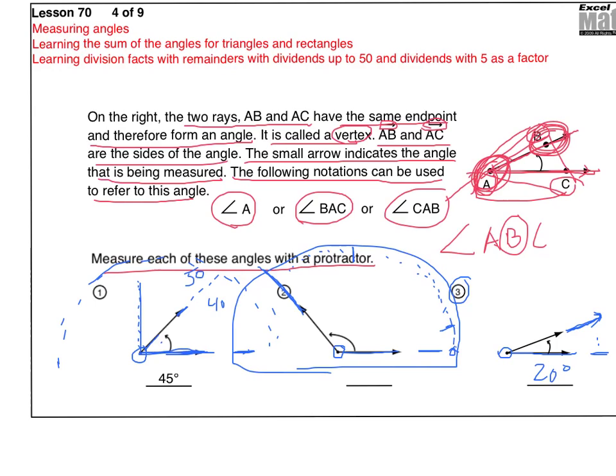Now, if you got 19 or 18 or 21 or 22, you're doing great. If you got an answer of 160, you don't get it. You are using the wrong set of numbers. That's a small angle. It's not going to have a big number for an answer.